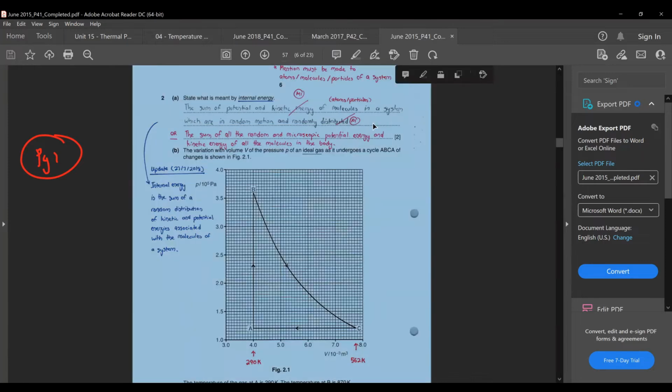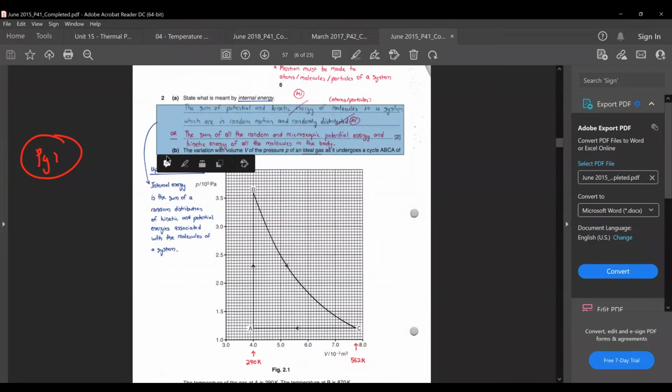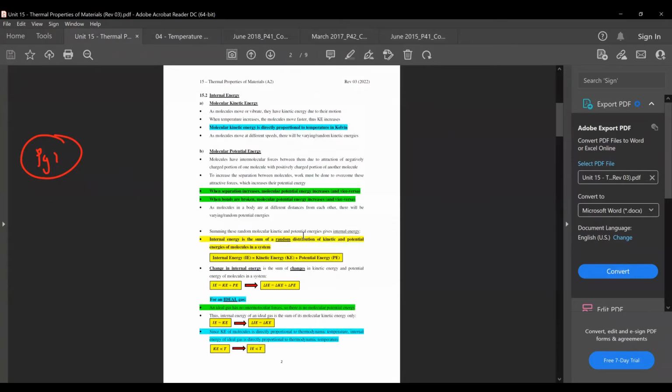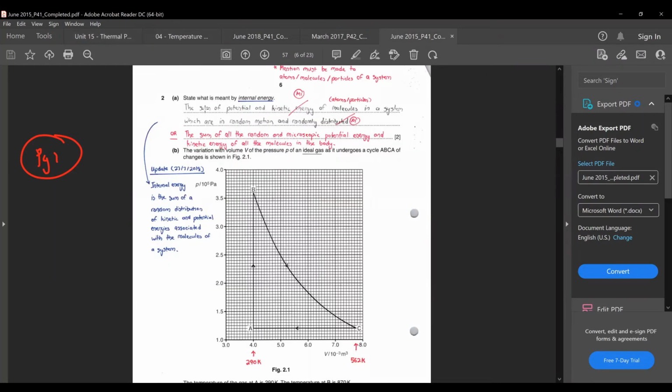Now what I've written here on the screen is different from what you have in the notes, but they're still talking about the same thing. The one in your notes is actually the more consistent one, the better one. If you use this answer, it's acceptable for all the years. In the earlier years, they tend to word it differently, where they say sum of potential and kinetic energy of molecules in the system which are in random motion and randomly distributed, or sum of all random and microscopic PE and KE of all molecules in the body. They're still talking about the same thing.